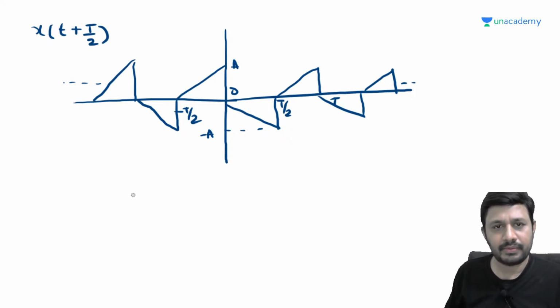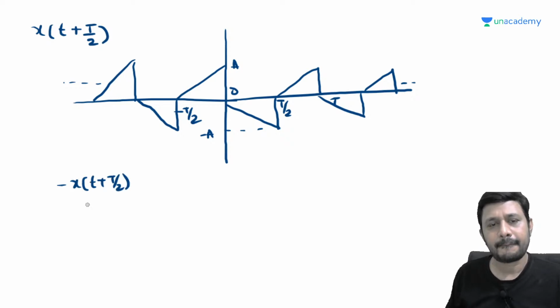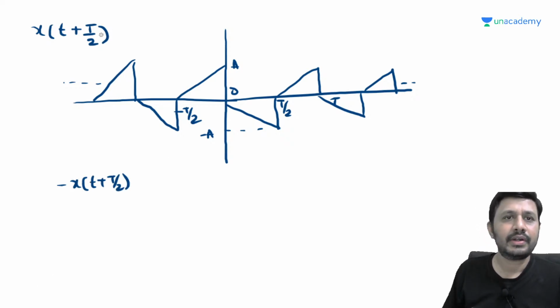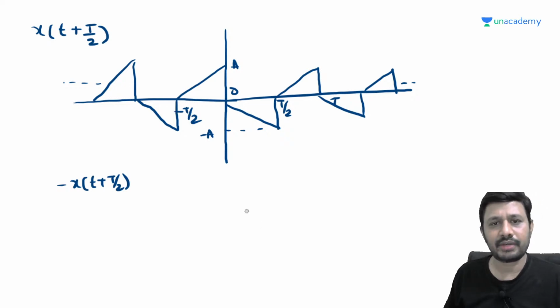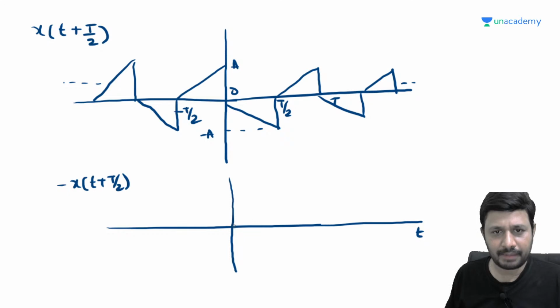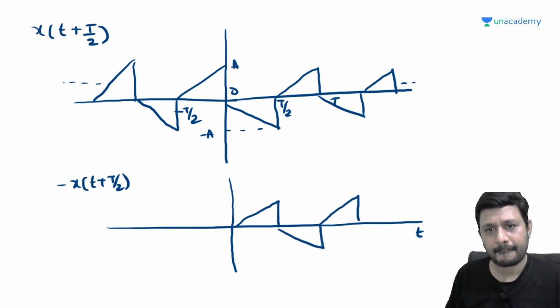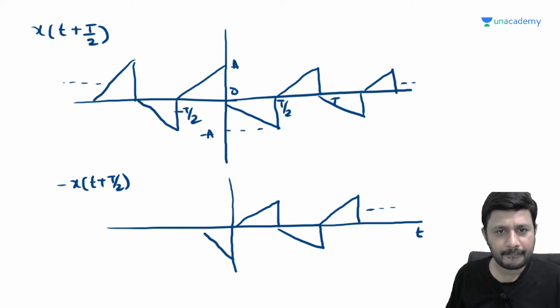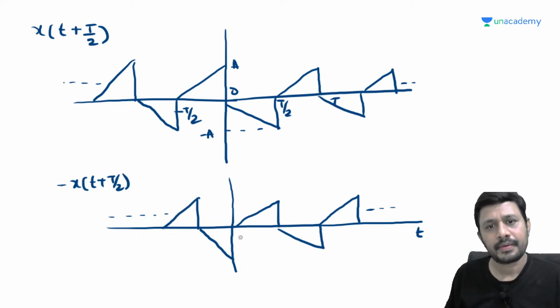Suppose if I ask you what could be minus x of t plus T by 2? Minus x of t plus T by 2 means to this x of t plus T by 2 take the amplitude reversal, means mirror image along the horizontal axis. What will happen? This is the signal we are going to get.